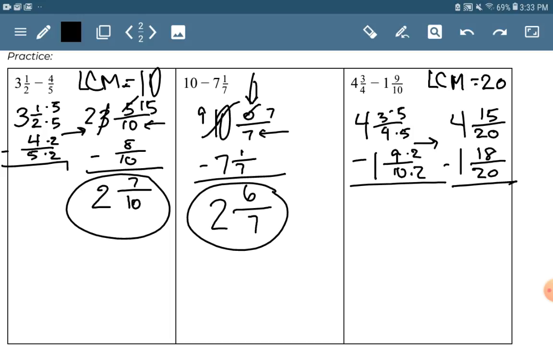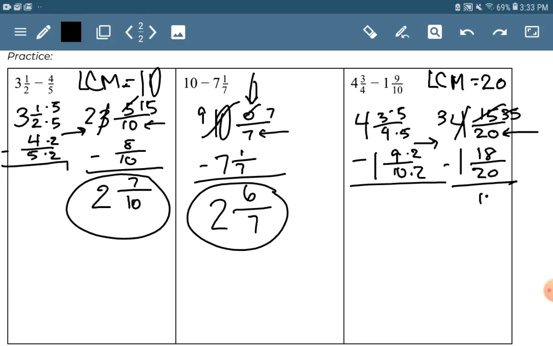Now that I've got a common denominator, I can continue subtracting. I cannot do 15 minus 18, so I am going to borrow from my whole number. That 4 becomes a 3. I always look at my denominator to see how many to give. I am starting with 15, but I am giving it 20 more. 15 plus 20 is 35. Now that I've borrowed correctly, I can continue subtracting.